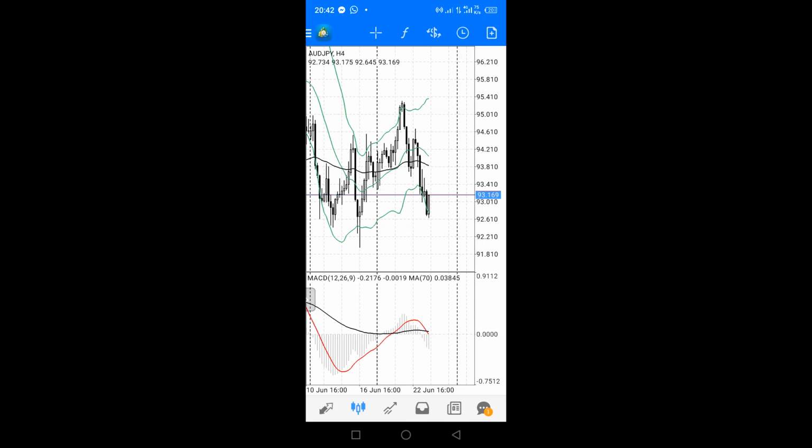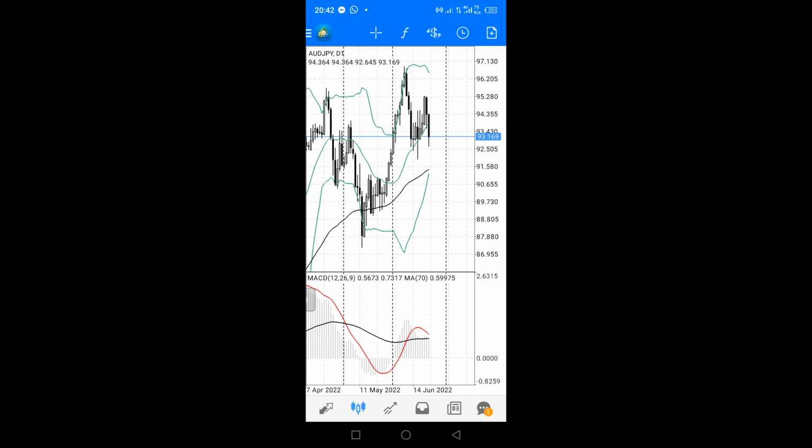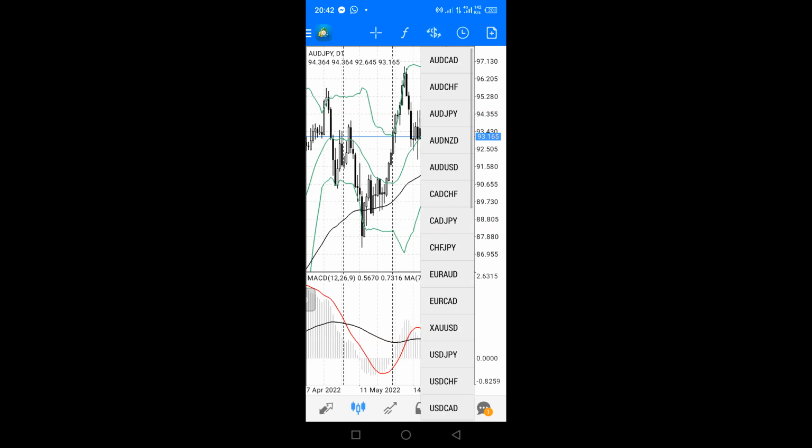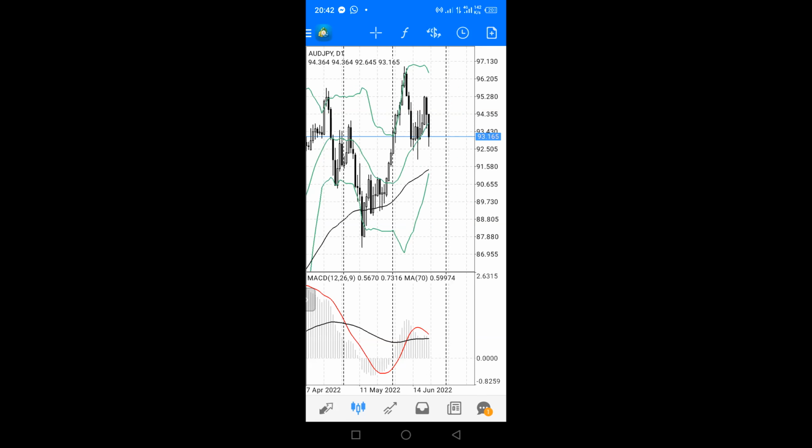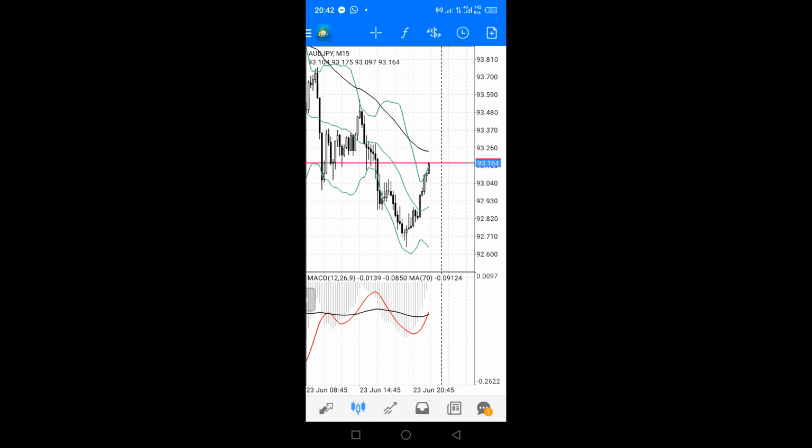So if I click on D1, it changes. If I click on M15, it changes again, right? Again, you understand what M15 and D1 means holistically when we look at the candlestick anatomy, right?